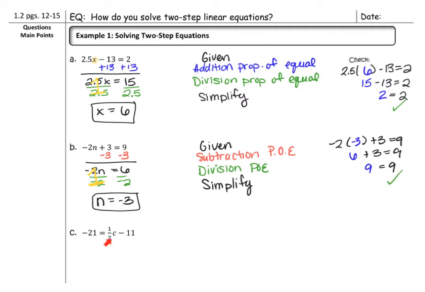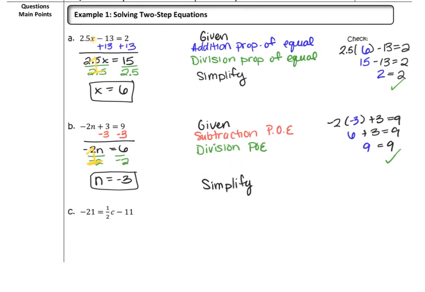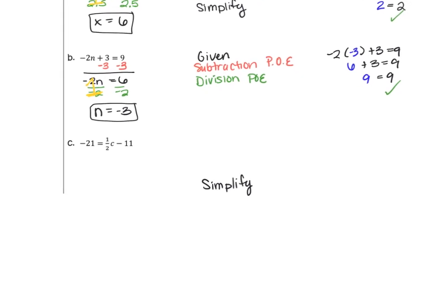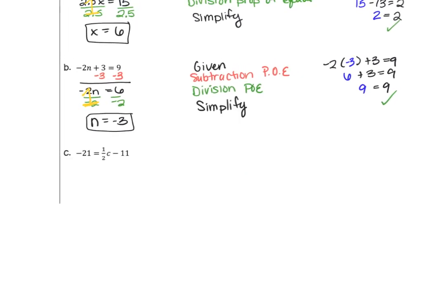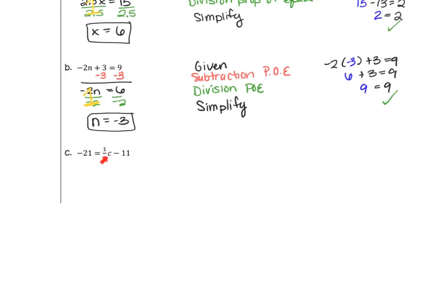This next one looks a little bit scary because there is a fraction, but I don't want you guys to get nervous because it's actually pretty simple. So we have 1/2 of c minus 11, that's equal to negative 21. This time we're going to be starting on the right-hand side because we want to start on whatever side of the equation has the variable. So I'm still wanting to get this whole term by itself.